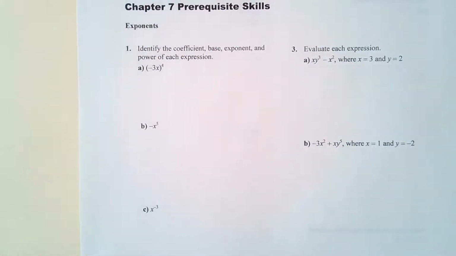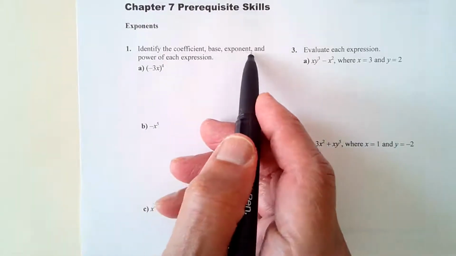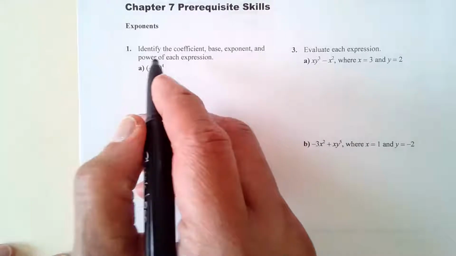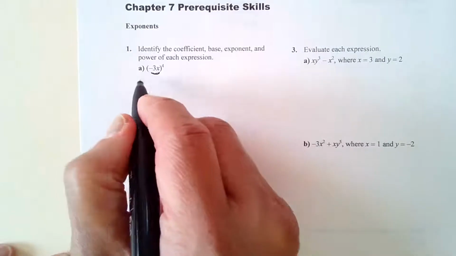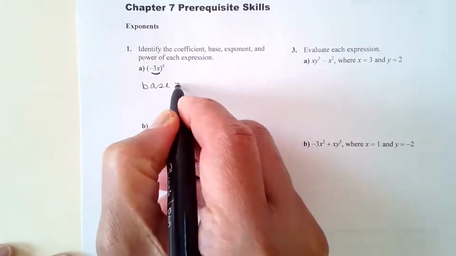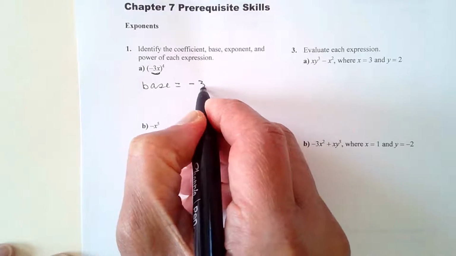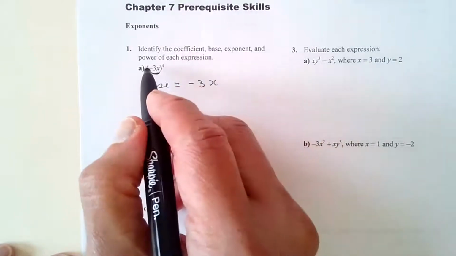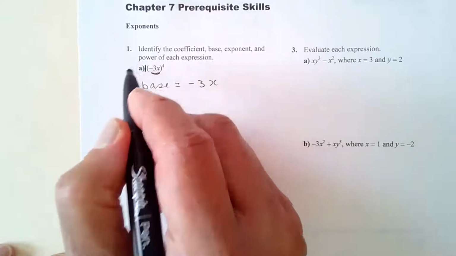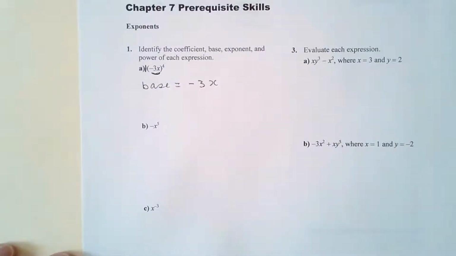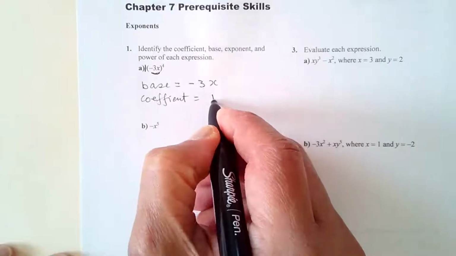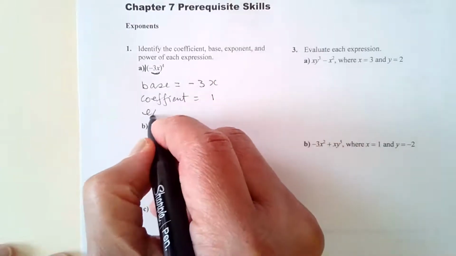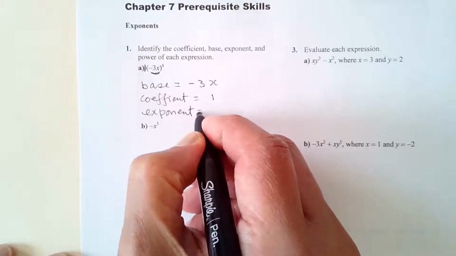In this example, we are asked to identify the coefficient, the base, exponent, and power of each expression. Notice this in the bracket will refer to my base. So you see my base is -3x. The coefficient, there's a 1 in front here, unwritten because it's 1. So the coefficient is equal to 1. The exponent is 4.